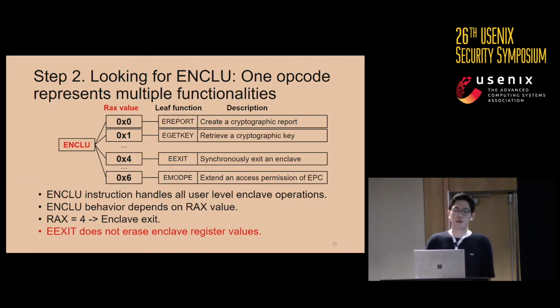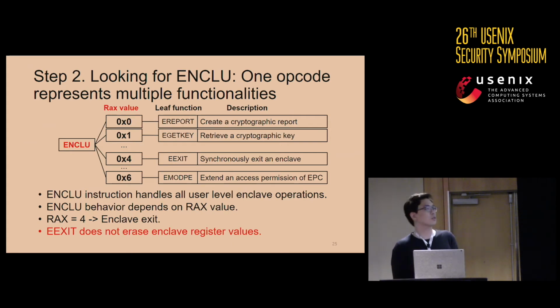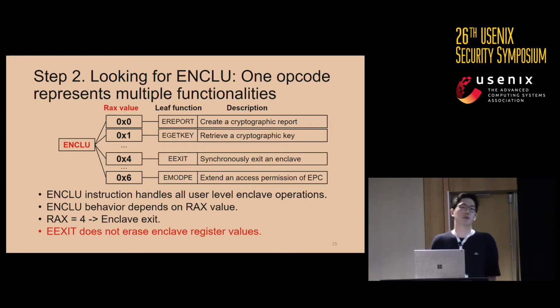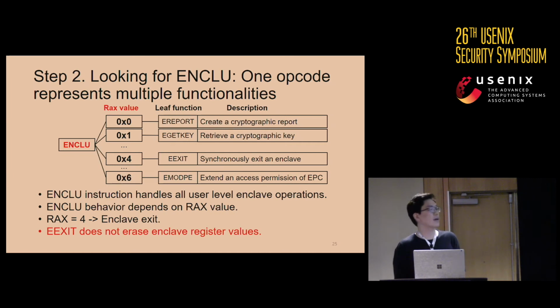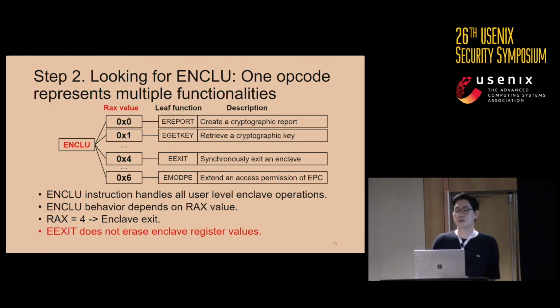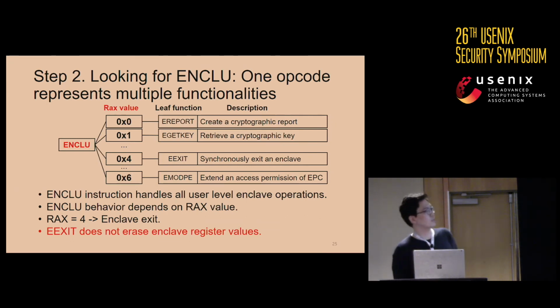To be specific, to invoke the EEXIT instruction, we first load 0x4 into the RAX and then invoke ENCLU. Then the ENCLU instruction will invoke EEXIT. For EEXIT, we use the fact that the exit doesn't erase the enclave context after the exit, and I will explain it at step 3.